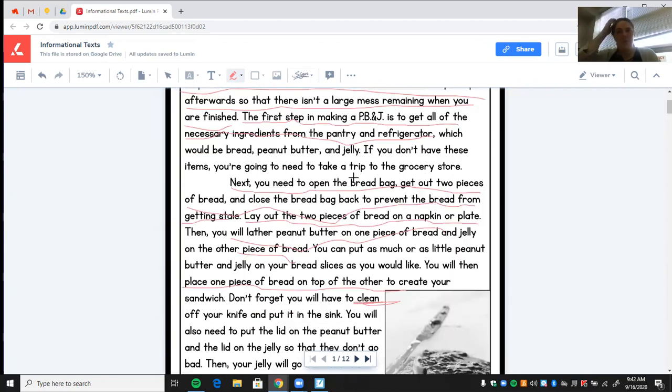So think about it. Do you think we can get the bread out of the bag if we hadn't gathered our ingredients yet? Probably not. Do you think we can lay the bread on the napkin if we haven't gotten it out of the bag? Probably not. Do you think we can put peanut butter and jelly on the bread if we haven't gotten it out of the bag and laid it down yet? No. And what if we put 2 pieces of plain bread, no peanut butter, no jelly together? Is that a peanut butter and jelly sandwich? No. And can we clean our kitchen if we didn't make a mess?